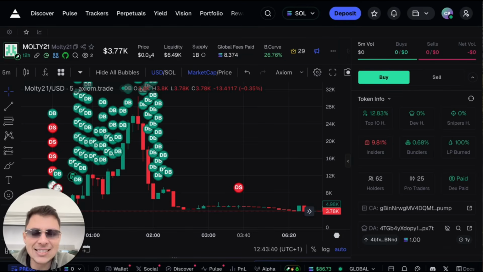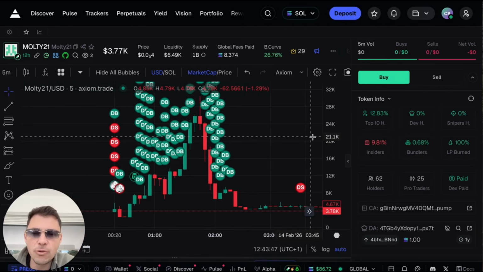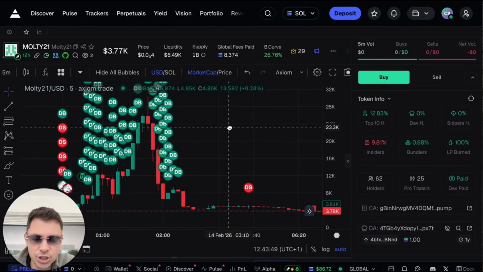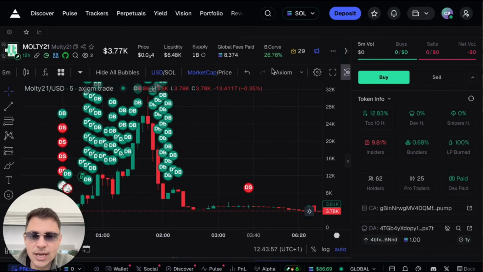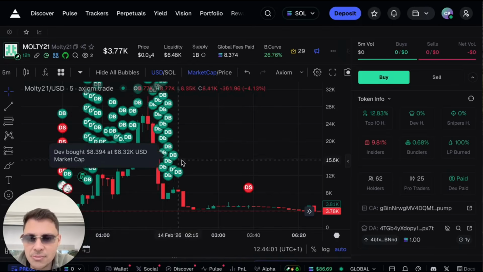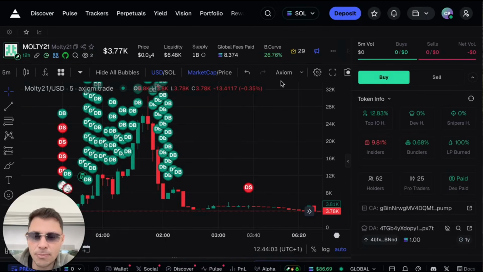Welcome back. So today I want to look at a graph and show you something that a lot of you probably don't think about too much, but I do think should be a factor to consider when you are trading meme coins. Now, as you can see, we're looking at a chart and we're seeing a lot of these green icons, right? DB. What does that mean? Dev bot.